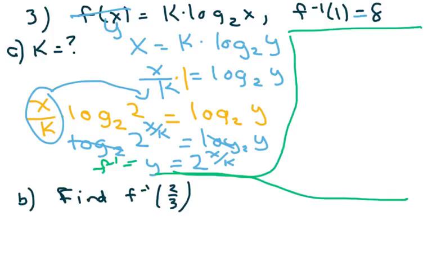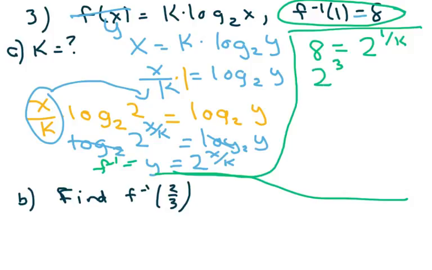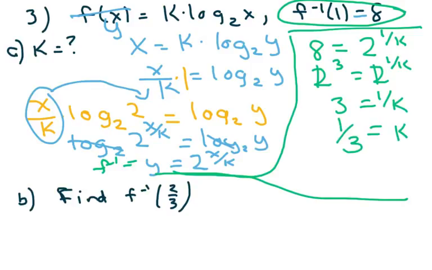Now we got to see if they're saying if you plug in 1, you get 8. So 8 equals, I'm using this now, and this is your y. 8 equals 2 to the 1 over k. Now we did this with exponential, so I'm going to show the same base. This is 2 cubed equals 2 to, some of y'all can do this in your head. So 3 equals 1 over k. So k, you cross multiply, you get k equals 1/3. And that's your answer. Alright?